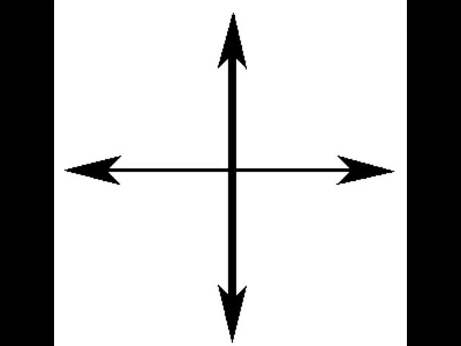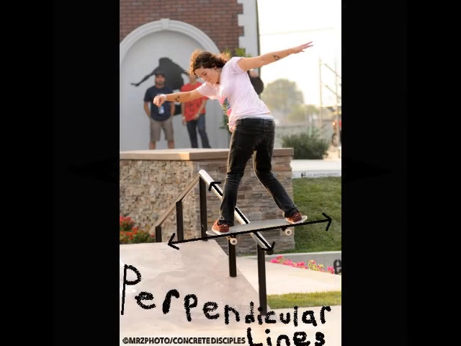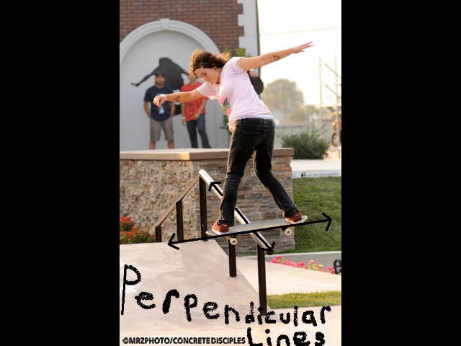geometry thing that you can see are perpendicular lines. When you're riding on the rail on a board slide, the board goes one way and the rail goes one way, and then it intersects perpendicularly, as shown in this picture here.